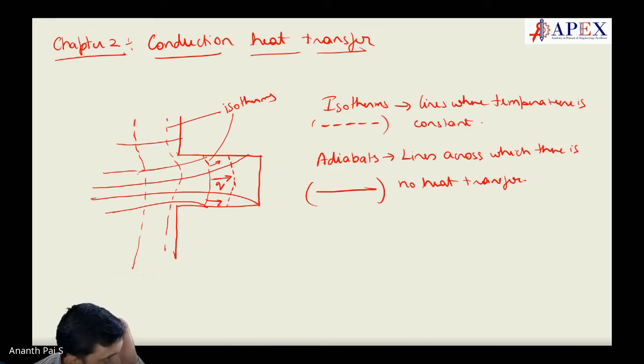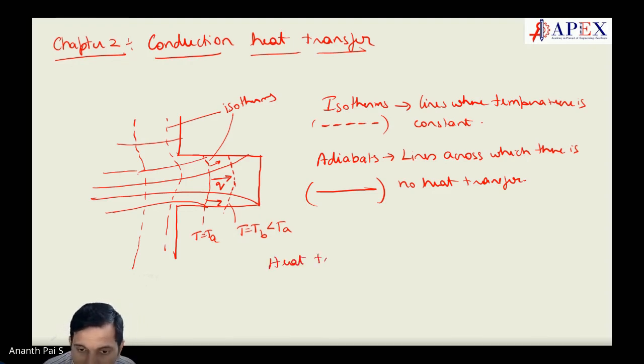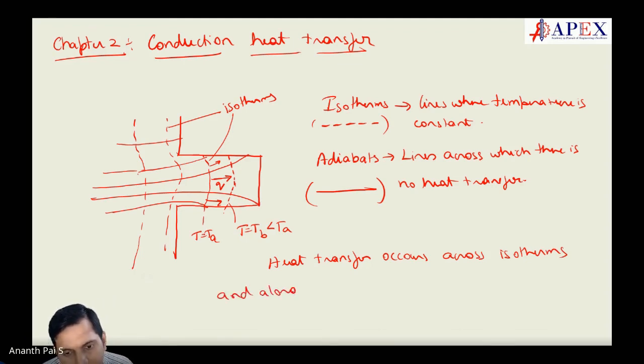Exactly. Isotherm means temperature. Here, T is equal to T1. This may be T is equal to T2. Okay, T2 being less than T1. I'll write this TA, TB, TB being less than TA because heat transfer is happening in that direction. So heat transfer occurs across isotherms and along adiabats.